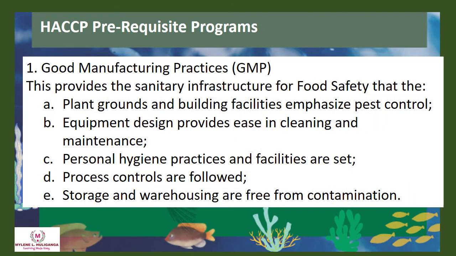HACCP prerequisite programs. Number 1, Good Manufacturing Practices or GMP. This provides the sanitary infrastructure for the food safety of the following. A. Plant grounds and building facilities emphasize pest control. B. Equipment design provides ease in cleaning and maintenance. C. Personal hygiene practices and facilities are set. D. Process controls are followed. And E. Storage and warehousing are free from contamination.